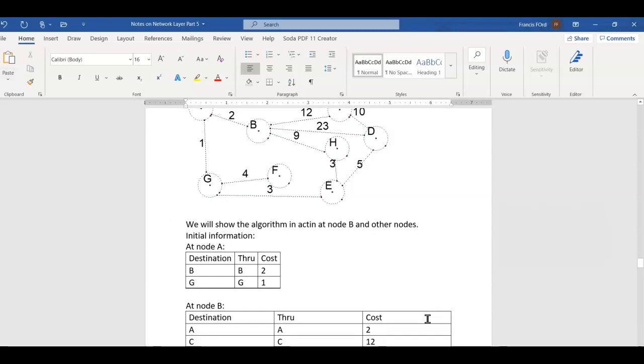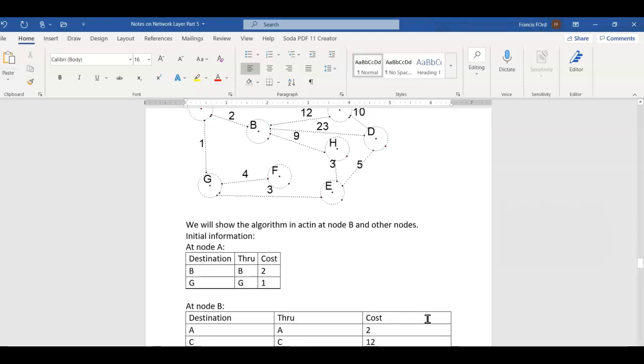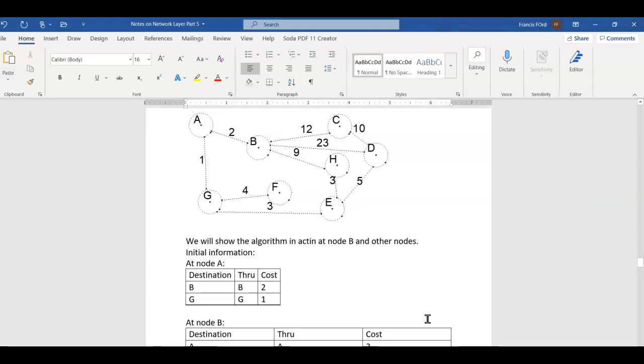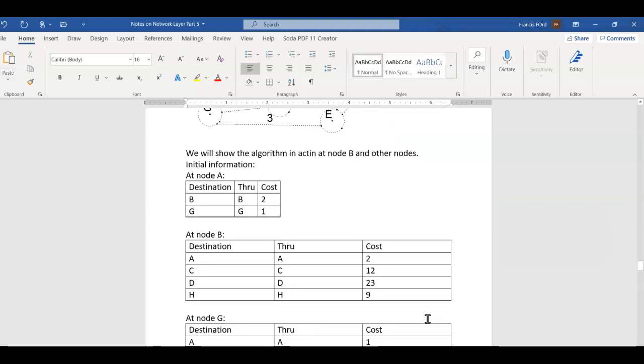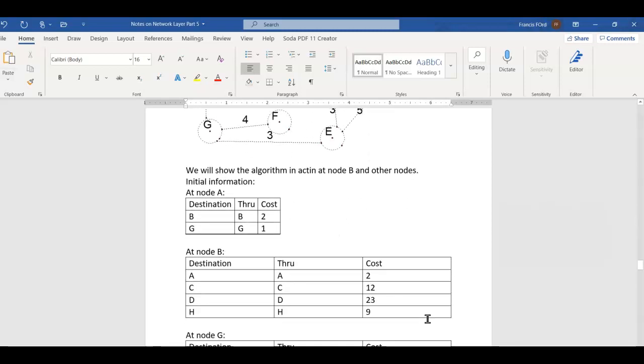Now, in this algorithm, node A says, I know that the cost to B is 2, and I know the cost to G is 1. So B starts out, and everybody exchanges information. So A hears from B. B says, I can get to C and H, and puts in what it takes to get there. And then it says, I've got D and H. And G tells me it can get to H.